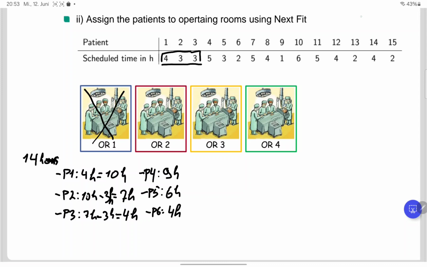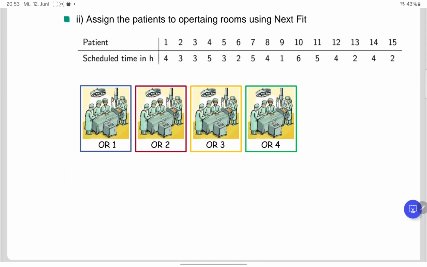Okay, can I use another? Sorry. I just wanted to check if I can use another color.